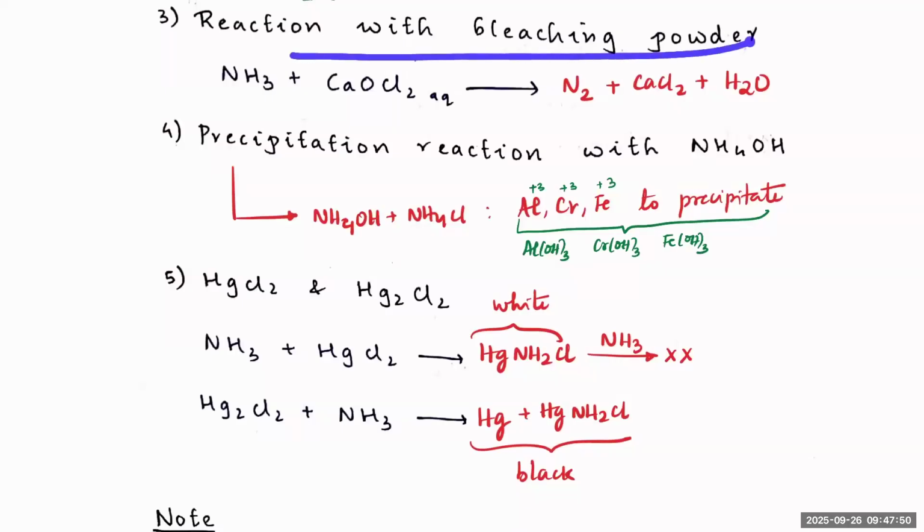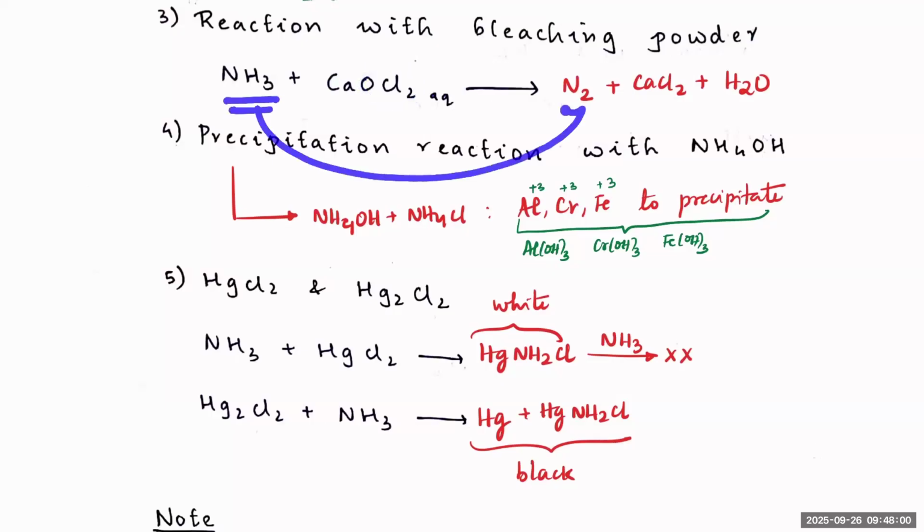Next is the reaction with bleaching powder. When you react ammonia with bleaching powder like CaOCl2, of course, CaOCl2 is a good oxidizing agent. It will convert the ammonia part into N2 and this will become CaCl2. Chlorine is getting reduced and ammonia is getting oxidized.